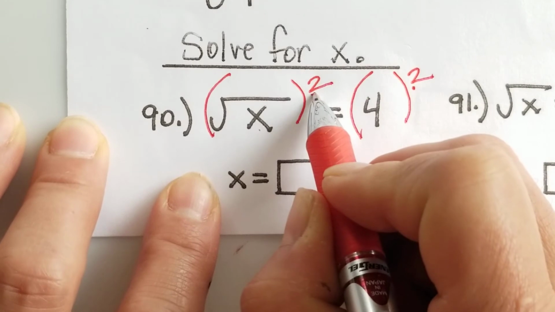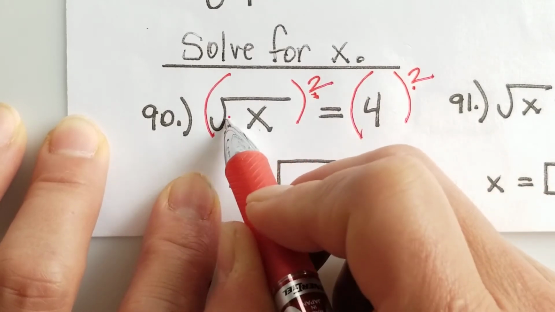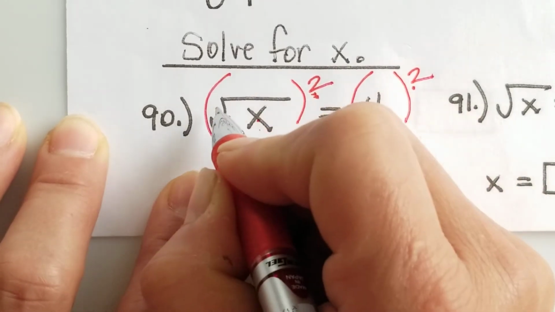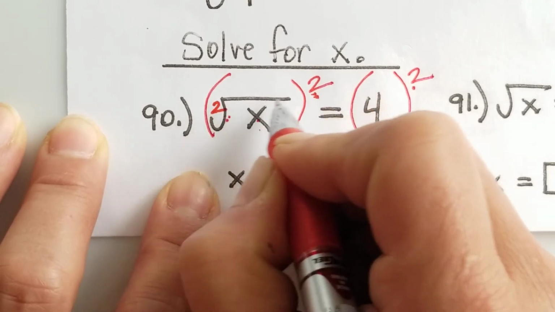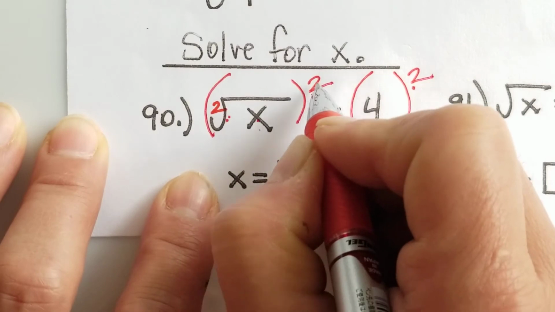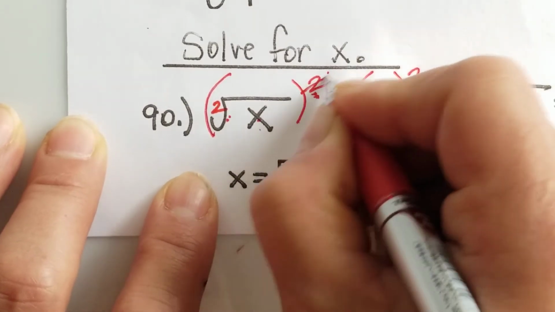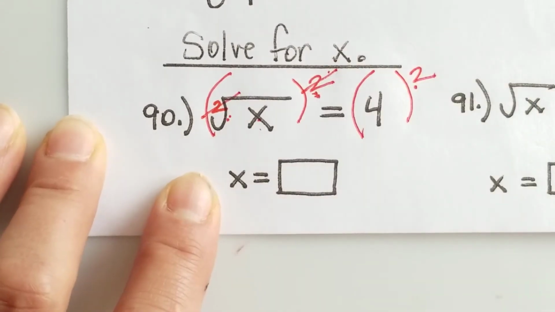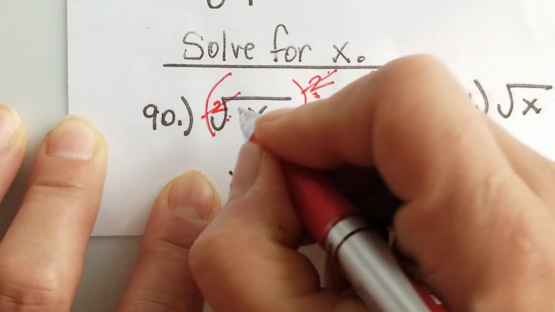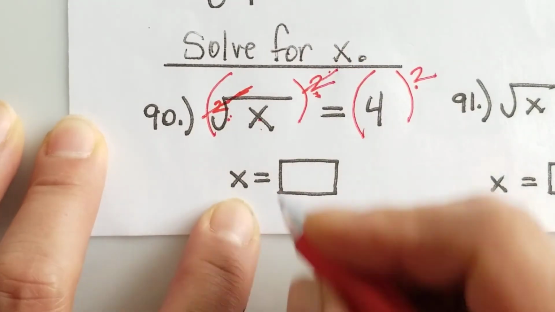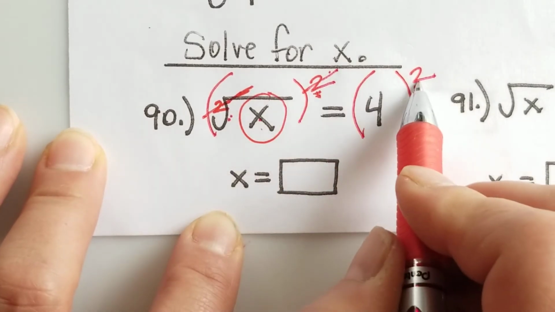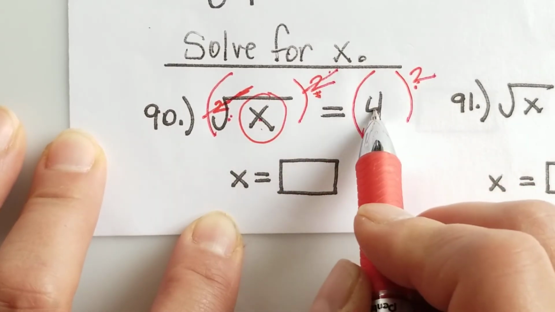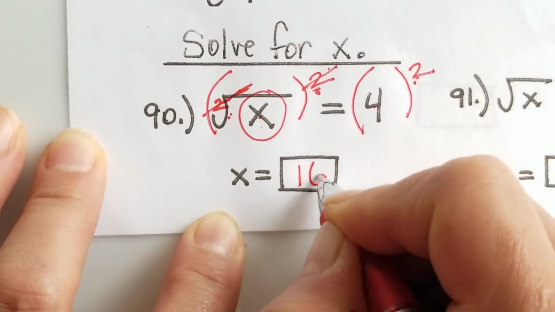Now, keep in mind here that the square root of x means that you have a little 2 index here. It means that it's the square root of x. And when you square it, you cancel that out. And you actually cancel out that radical as well. So you're left with just x. Square this side, square this side. 4 times 4 is 16.